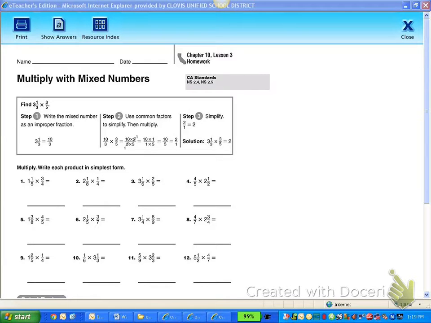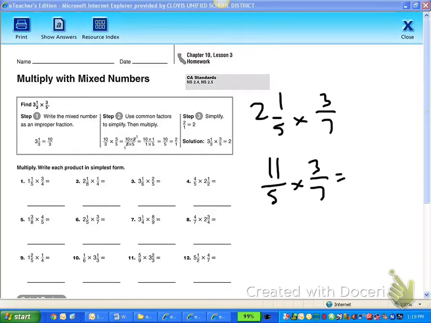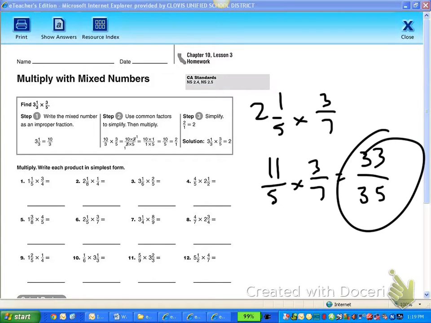Number 6, 2 1/5 times 3/7. 5 times 2 is 10, plus 1 is 11 over 5 times 3/7. 11 times 3 is 33. 5 times 7 is 35. And you can't reduce those. 3 goes into 33, but 3 does not go into 35. 5 goes into 35, but not 33. So your final answer for number 6 would be 33 over 35.